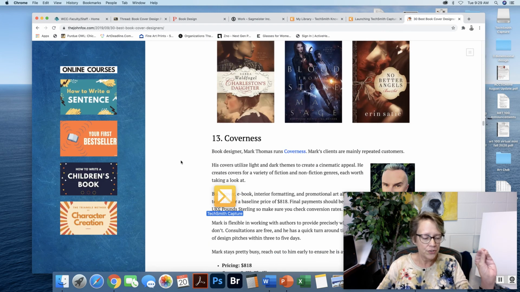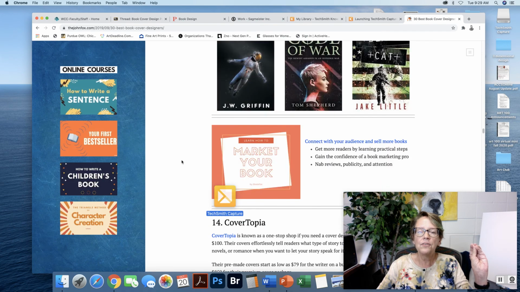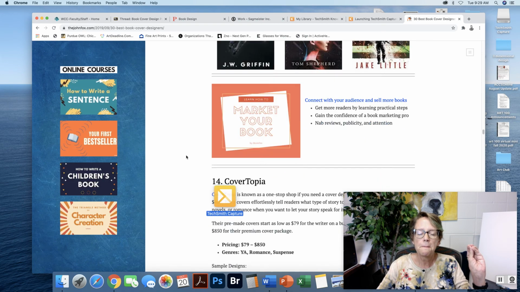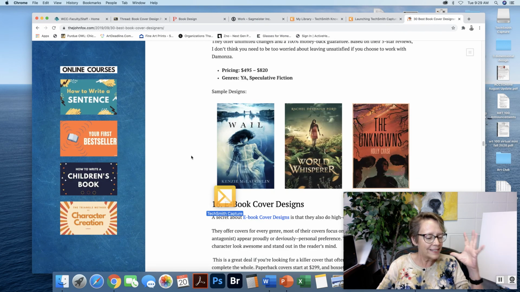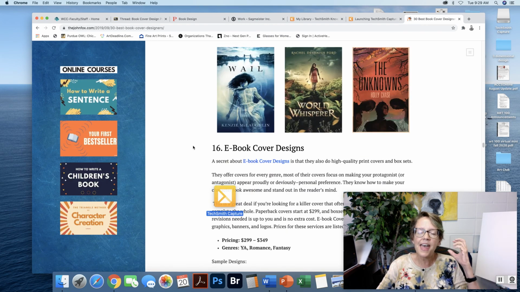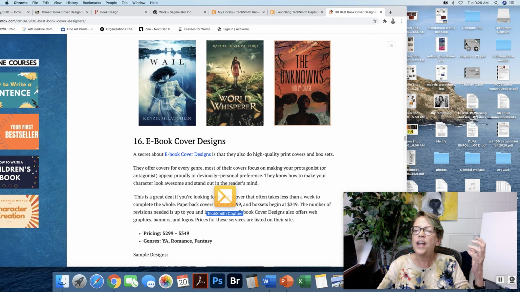The next thing is it has a foreground, a subject, something that's key, and then it has a background. Now, that seems kind of crazy, but that background needs to convey your genre.